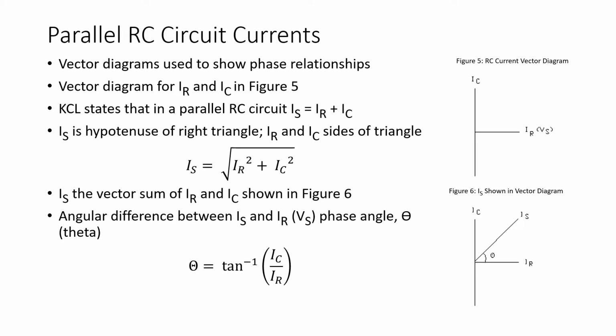With these circuits, we're concerned about the angular difference between the source current and the resistive current, which is the angular difference between the source current and the source voltage. This is the phase angle of the circuit, symbolized with the Greek letter theta. Mathematically, theta equals the inverse tangent of IC over IR, the inverse tangent of the side opposite to theta divided by the side of the triangle that is adjacent to theta.